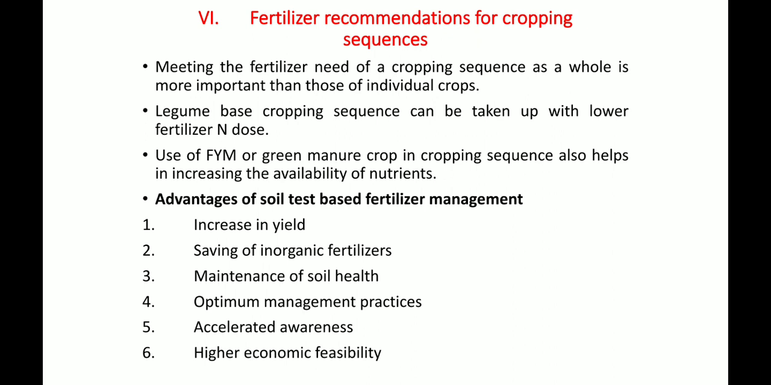Legume crop based crop sequence can be taken into account for a lower fertilizer nitrogen dose. As you know, leguminous crops play an important role in increasing the nitrogen enrichment or the nitrogen sequestration, which requires low doses of nitrogen fertilizer. The use of FYM or green manure crops in the cropping sequence also helps in increasing the availability of these nutrients. The advantages of soil test based fertilizer recommendations are the increase in yield, saving of inorganic fertilizers, maintenance of soil health, optimum management practices, accelerated awareness, and higher economic feasibility.